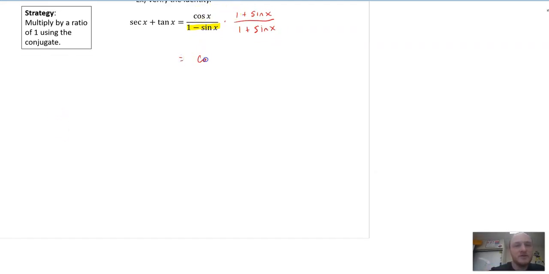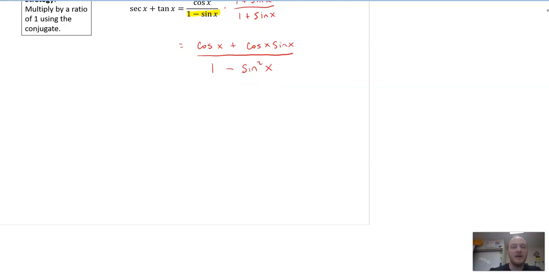Cosine times 1 gives us cosine of x, plus cosine times sine gives us cosine of x times sine of x. Okay, and in our denominator, 1 times 1 gives us 1. 1 times positive sine is positive sine, negative sine times 1 is negative sine x. Those two terms cancel, and I get negative sine x times positive sine x, which is negative sine squared x.